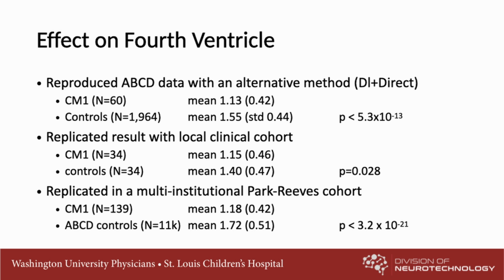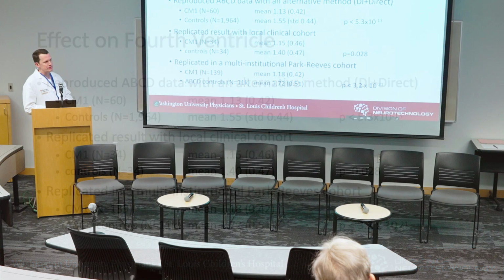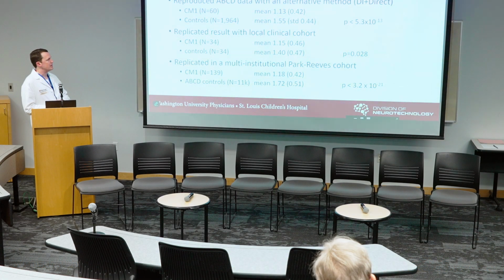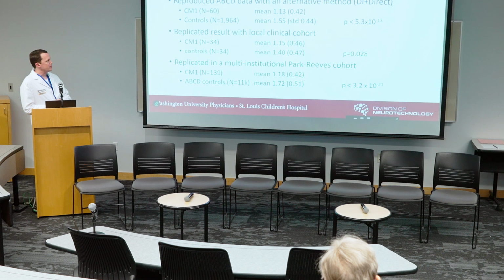So first, we reproduced it with the ABCD data itself, meaning we used the same imaging, but a different tool to do the segmentation. We wanted to make sure that this wasn't some artifact of the tool itself. The first version used FreeSurfer, which is part of the standard ABCD processing pipeline. Here we use a separate tool called DL+DiReCT. This leverages a machine learning, AI approach to segmentation. And again, with the same ABCD data but a different method, we reproduced this result, showing that it was robust to the type of segmentation that we were using.